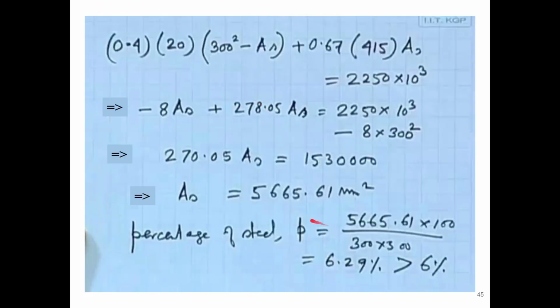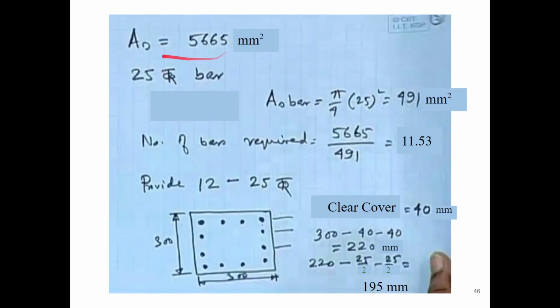The area of steel is 5665 mm square, and with a 25 mm diameter bar, the area of one bar will be 491 mm square. So the number of bars required will be 5665 by 491, that is 11.53. In that case we have to provide 12 bars of 25 mm diameter. So it will come like this.